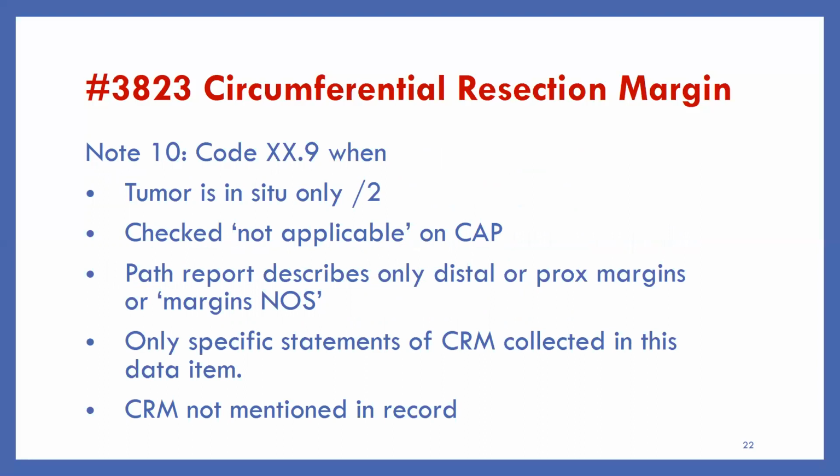And note 10 gives where we can code the XX.9 if we have an in situ tumor or the CAP protocol is not applicable. If the path report only describes those distal and proximal margins, or if it states margins NOS are negative, that is not enough to code the circumferential resection margin. Only specific statements of the CRM are collected in this data item. And sometimes the CRM is just not mentioned in the record. So then you would have to code the XX.9.